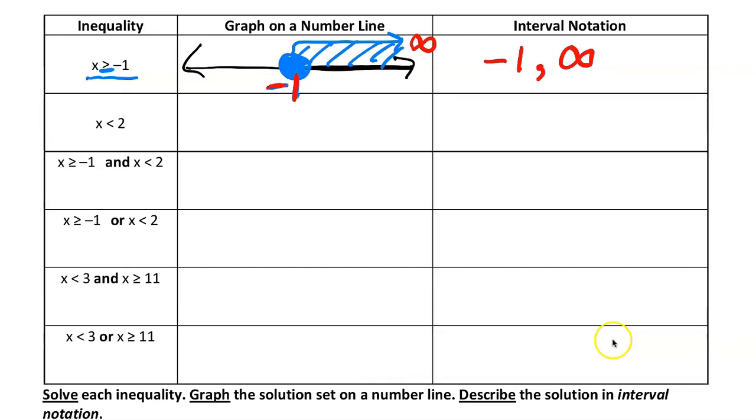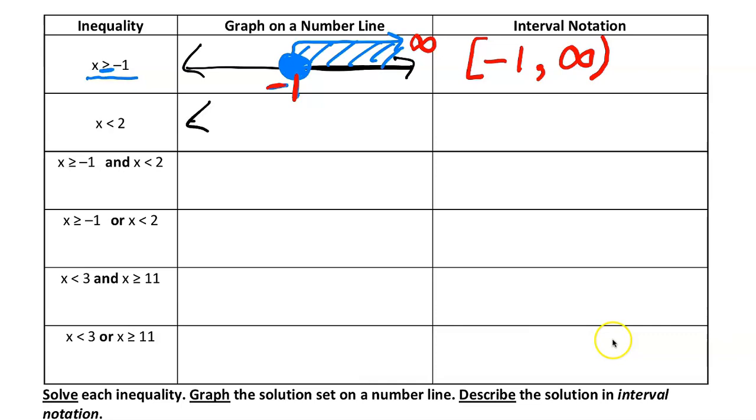And then finally, with the notation that we use, a closed circle corresponds to a bracket. A bracket represents including that number. Since we can never really arrive at infinity, we would have a parenthesis for the interval. And then x is less than 2.